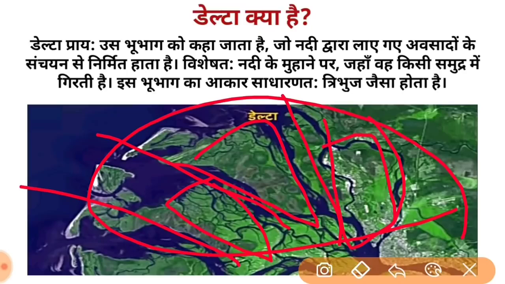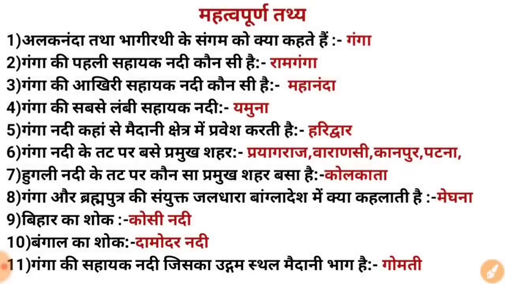And this delta is formed by the Ganges and Brahmaputra rivers in the Bay of Bengal. And this Sundarban Delta is the largest delta in the whole world. Remember. So now let us see some important facts. This will be our revision. Let us cover this also once.